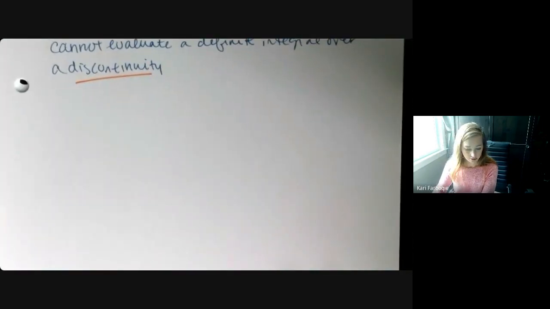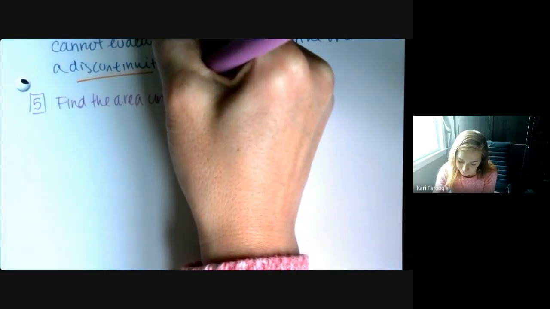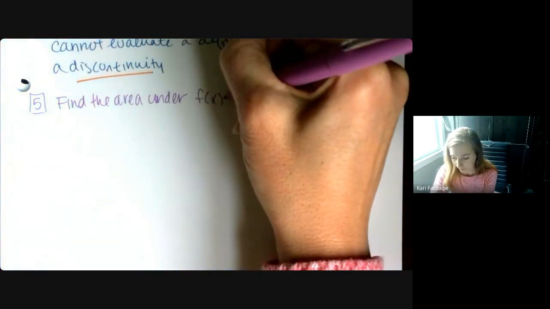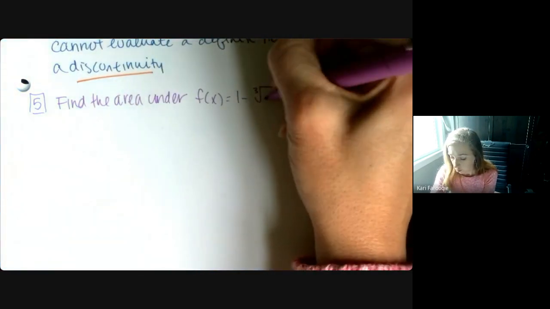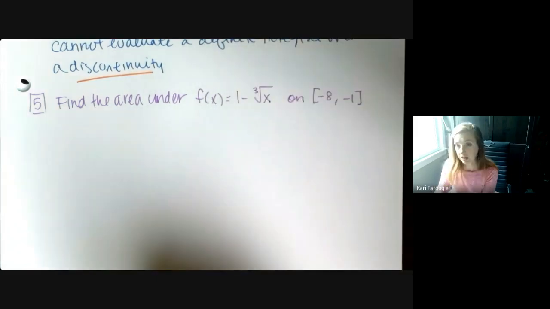All right. Example number 5. Find the area under the curve. Let's change colors. Example 5. Find the area under the curve of f(x) equals 1 minus the cube root of x. And we're going to look at this on the closed interval from -8 to -1.